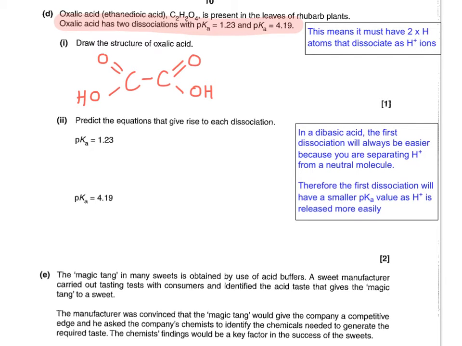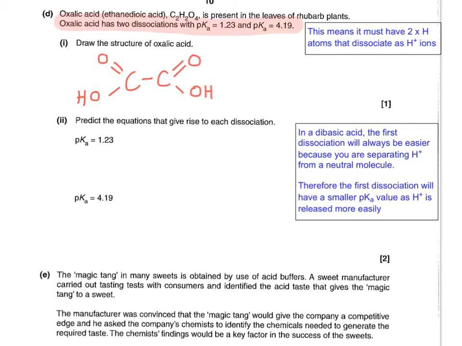Now you've got a dibasic acid, so the first dissociation will involve H plus coming off a neutral molecule. That's an easier process than H plus coming off a negatively charged ion, which would be the second dissociation. So because the first dissociation is easier, it's more likely that higher amounts of H plus will come off in the first dissociation. So therefore the first dissociation will have a smaller pKa value.